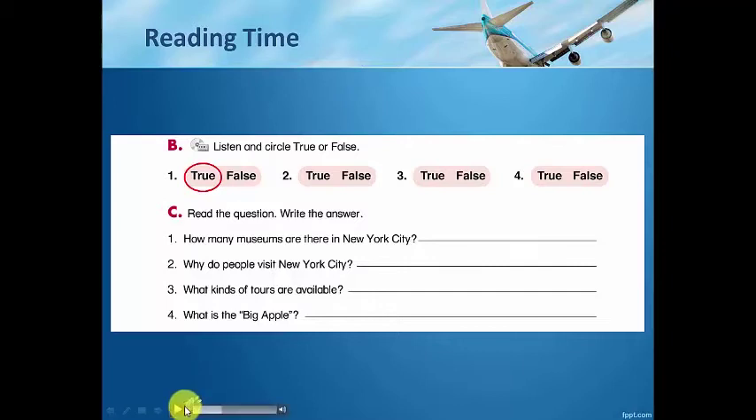The next one, number 2. There are 80,000 restaurants in New York City. True or false? Let's see. False.